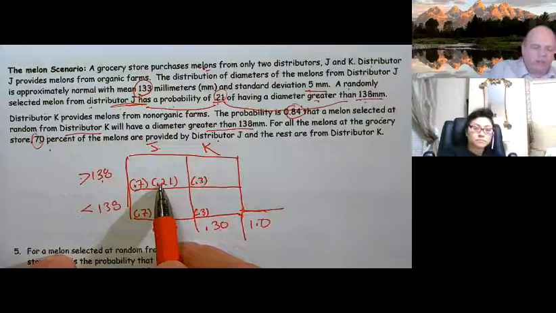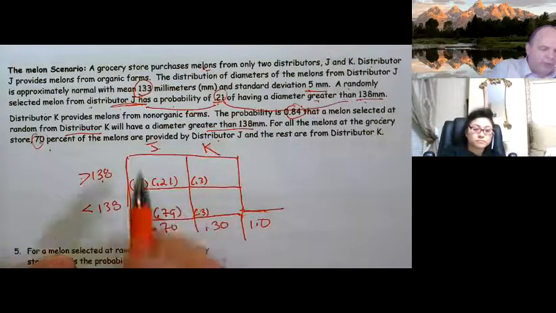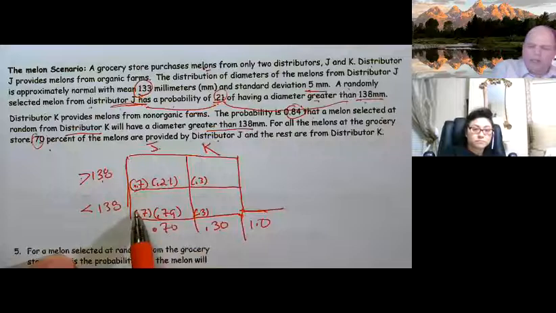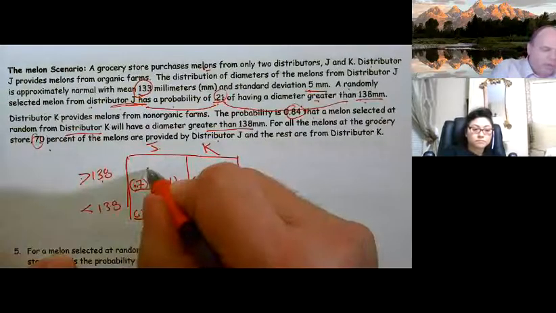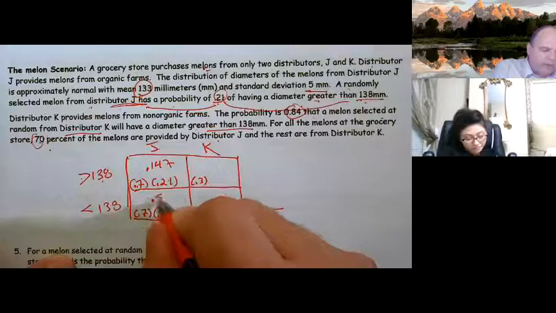1 minus that is 0.79. I'm going to go ahead and multiply this and this and this and this, and I get 0.147. And right here, I end up getting 0.553.